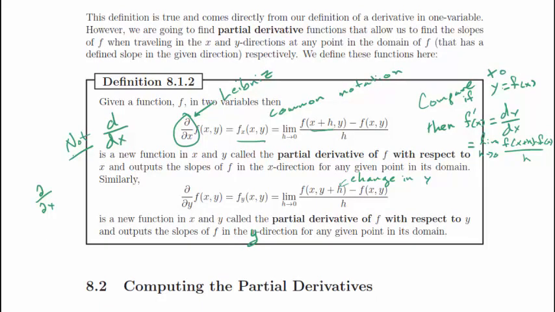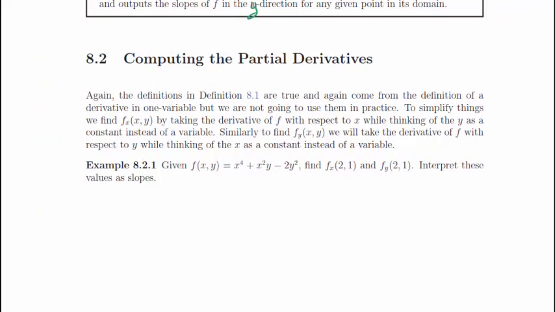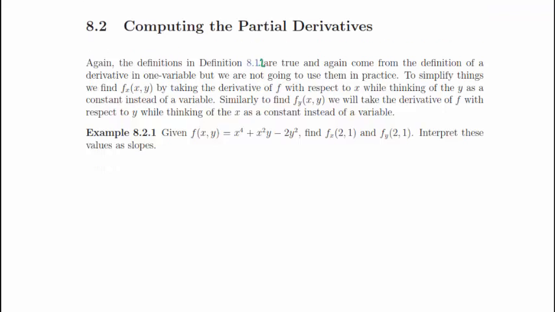Okay, but all this really means is that if I want to take the derivative of a function f of x comma y, so a function in two variables, all we need to do is, if I want to take the partial derivative with respect to x, then I just think of y as a constant because we're saying that there is no change in y. So let's take a look at the following example.